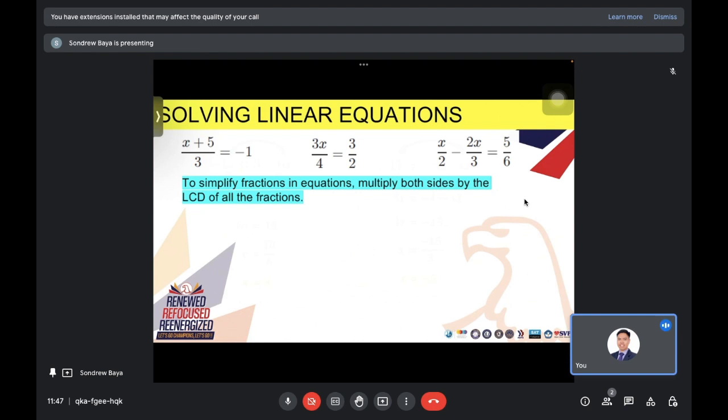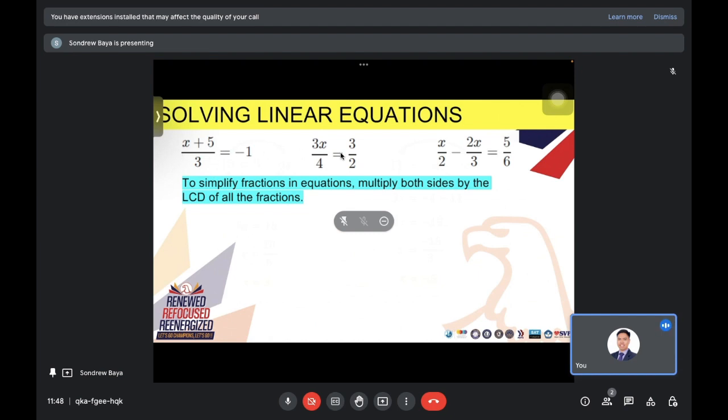So to simplify fractions in equations, to eliminate them, all you have to do is to find the LCD of all the fractions in the equation and multiply the LCD to both sides of the equation, or to the entire equation. So the only thing here is find the LCD of all the fractions in the equation and multiply it to the entire equation. So for the first one, since we only have one fraction here, we have one denominator here, automatically the LCD is 3.